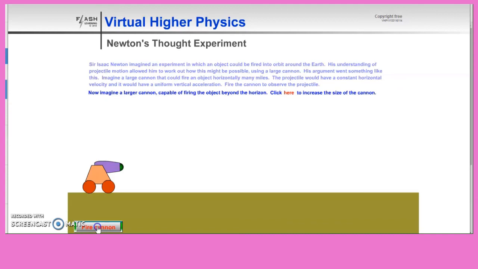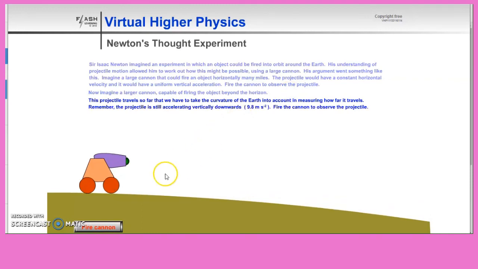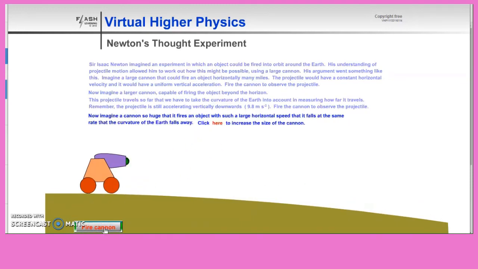So let's have a look at that again. The combination of those two velocities makes the cannonball move in a curved path. Isaac Newton imagined having a bigger cannon. If we fire the larger cannon, we can see that the cannonball travels a further distance. It's got a larger horizontal speed, so it travels a further distance. We can also see that the Earth curves away, so this also allows the cannonball to travel a further distance.